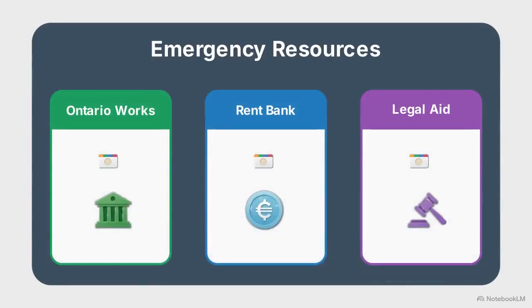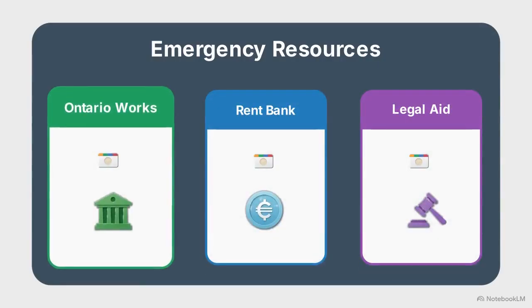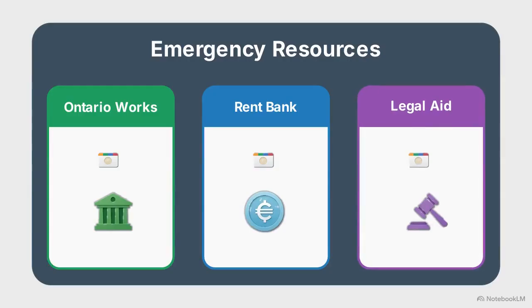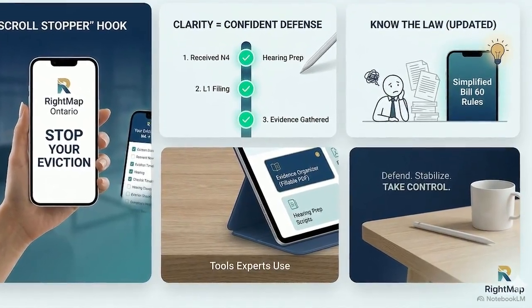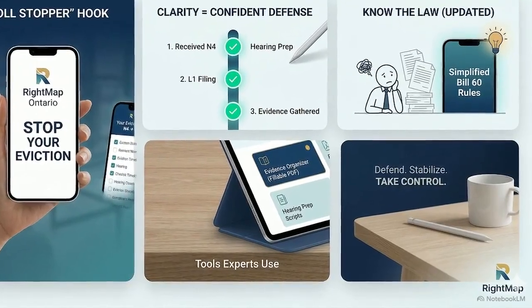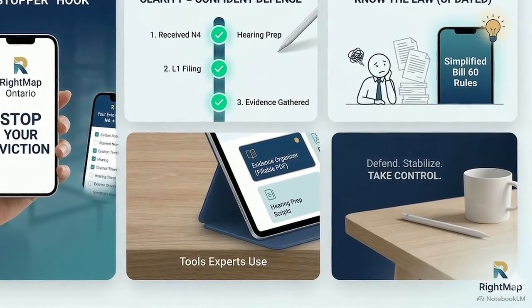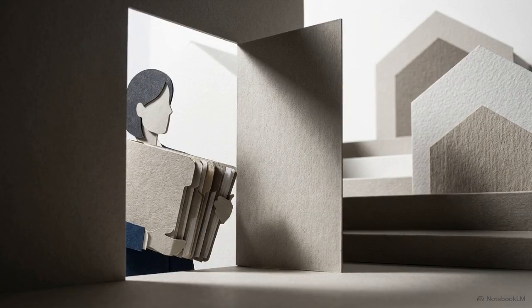If you need financial assistance to fund your payment plan, check the Right Map Emergency Resources section. It provides direct contacts for Ontario Works, the Rent Bank, and legal aid. The graphic on screen highlights our core methodology: organize, defend, stabilize. You have the tools to do exactly that. It's time to take control of your housing future.